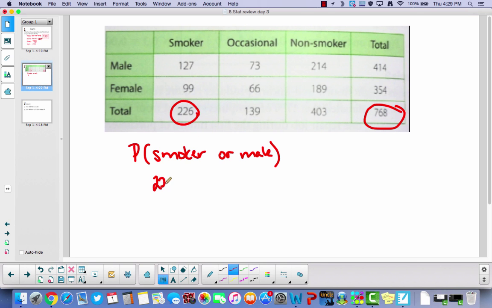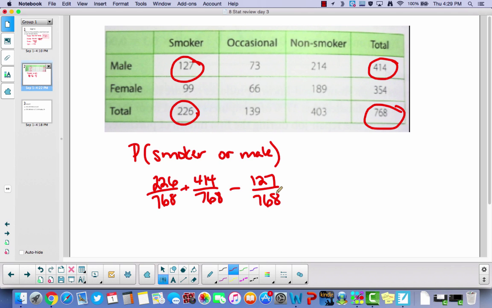When we're looking at this one, the probability that they are a smoker is 226 out of 768. The probability that they're male is 414 out of 768. This is the probability of A, this is the probability of B, and then we have to subtract off that overlap, that intersection, the probability of A and B. So 127 out of 768, which should be 513 out of 768.